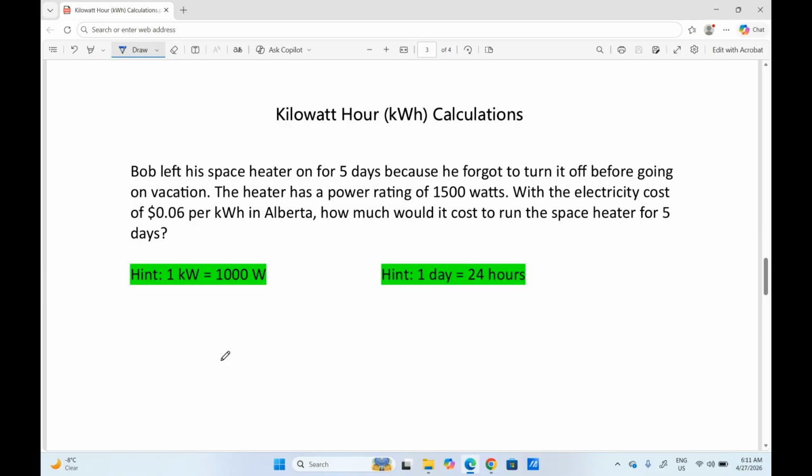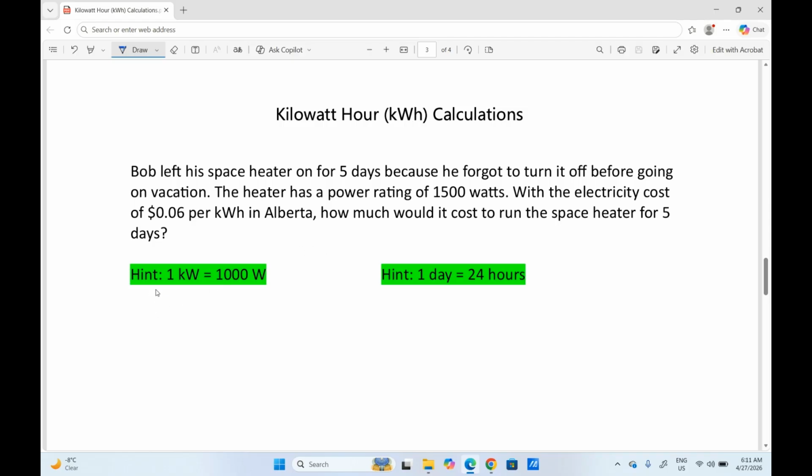In this example, Bob left his space heater on for 5 days because he forgot to turn it off before going on vacation. The heater has a power rating of 1500 watts, with the electricity cost of 6 cents per kilowatt hour in Alberta. How much would it cost to run the space heater for the full 5 days?